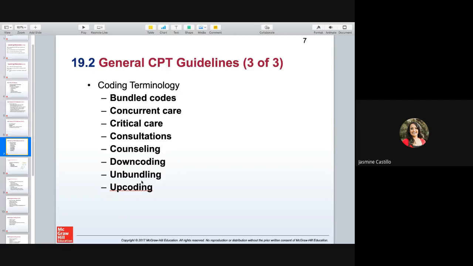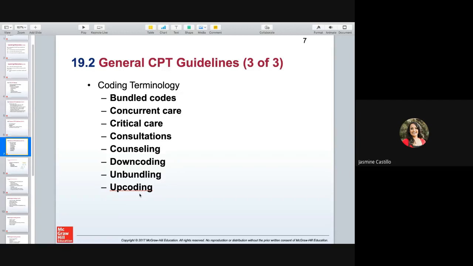So from downcoding to upcoding, so you're downcoding, unbundling, and upcoding, those are all considered not allowed and are considered performing fraud, and your doctor can get in trouble for doing that. So make sure that is not happening, okay?